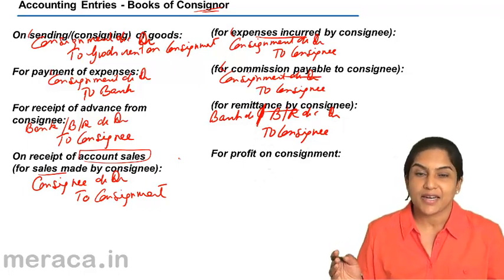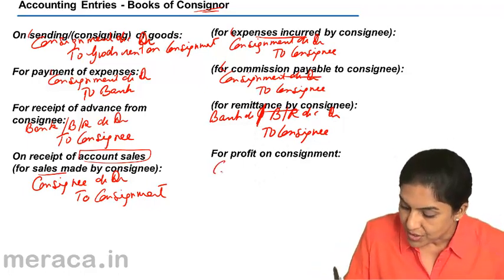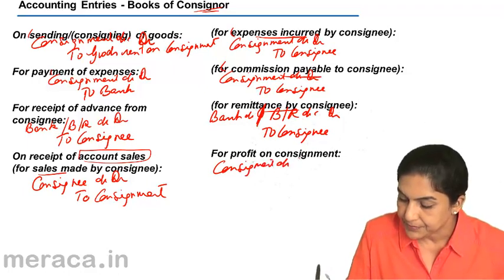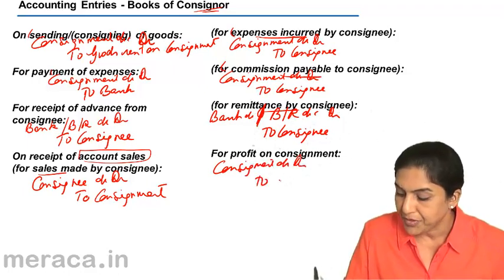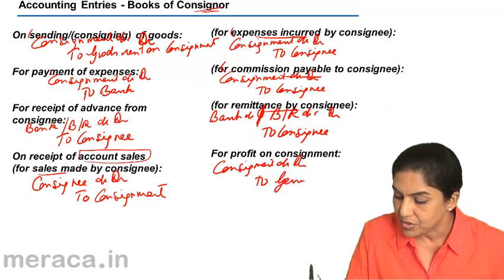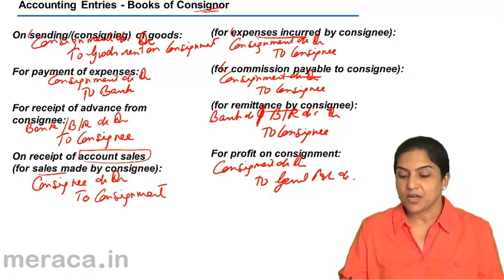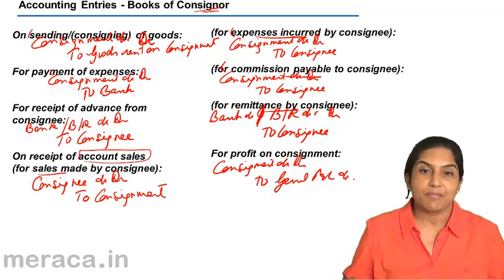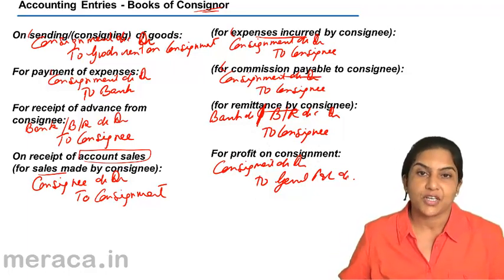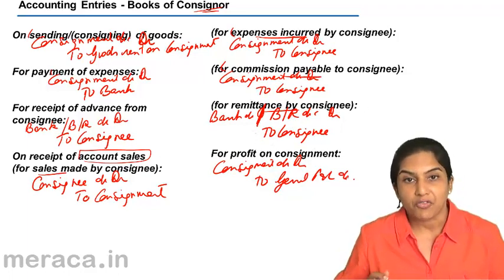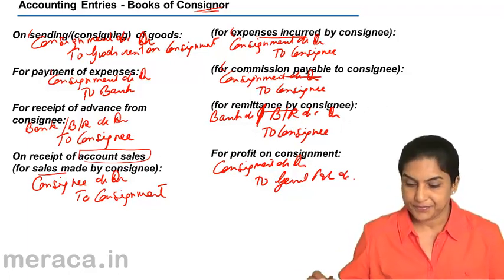Credit balance, higher credit side. So to close it, we say consignment account debit to general profit and loss account. That is how the profit on consignment is transferred to the general profit and loss account of the consignor.